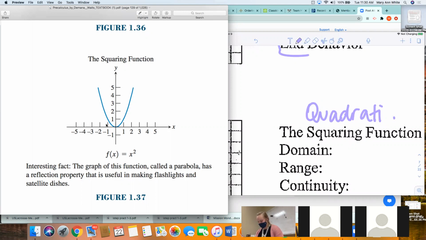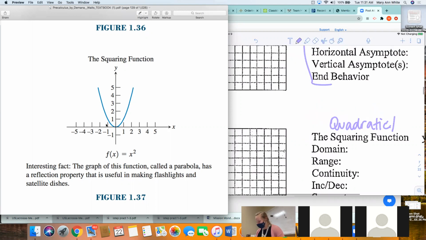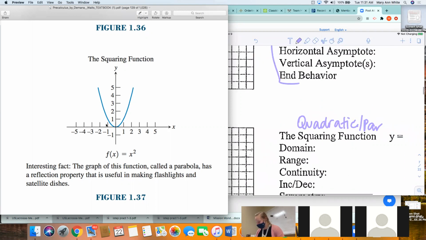Now my stylus doesn't want to work. Either one works, or parabola, that's fine with me. And this is y equals x squared. So those two things you need to know.